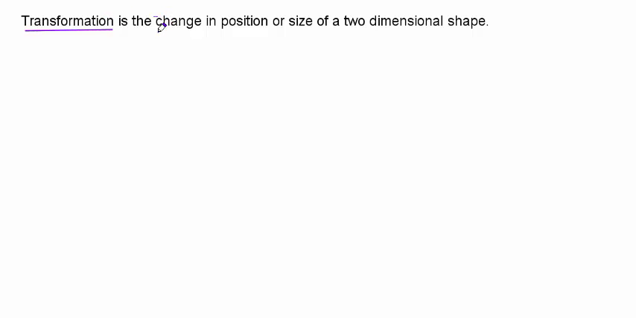Transformation is the change in position or size of a two-dimensional shape. In this video, we are going to talk about transformations related to the change in position only, and that can happen in three different ways. Let's talk about each one of them, starting with translation.